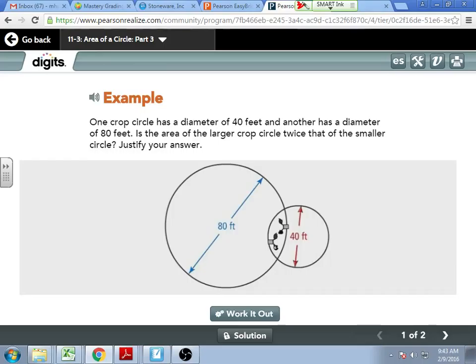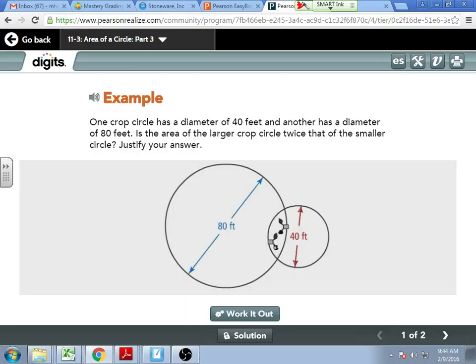Don't know exactly which one I believe. You could also believe that some crop circles are man-made and some crop circles are inexplicable. But one crop circle has a diameter of 40 feet and another has a diameter of 80 feet. What is the area of the larger circle? Now make a prediction. If your diameter gets doubled, what effect is that going to have on your area? So think right now.